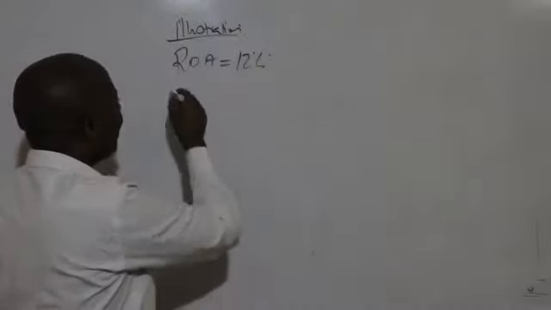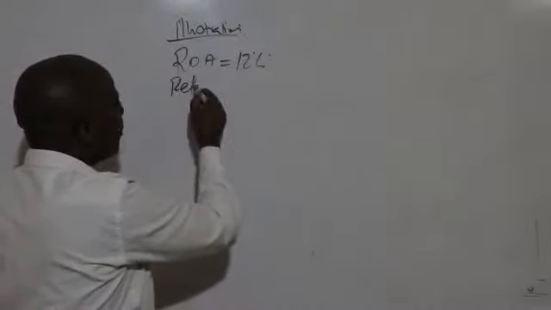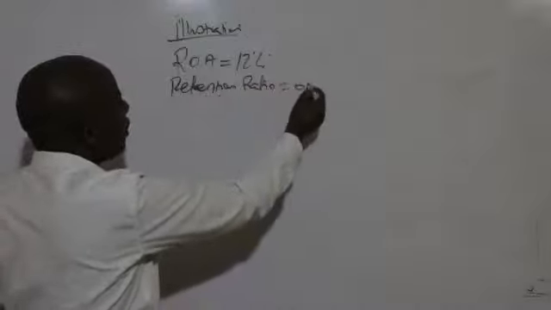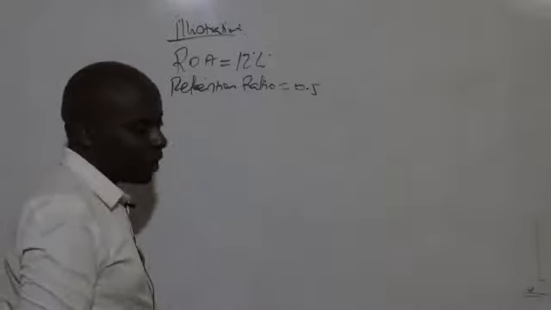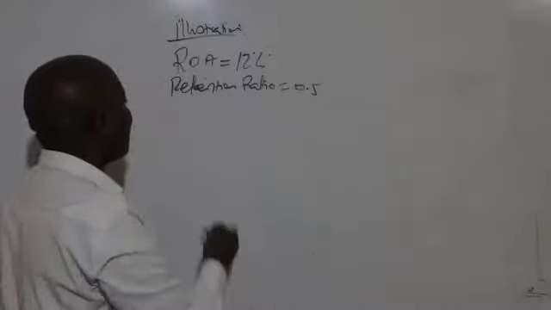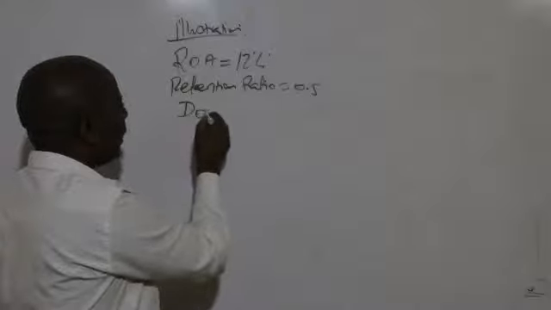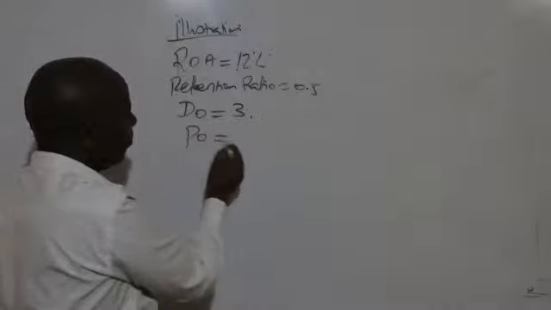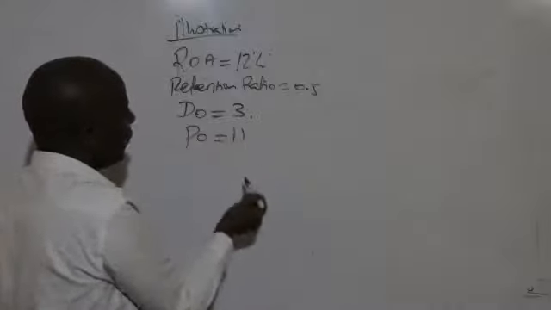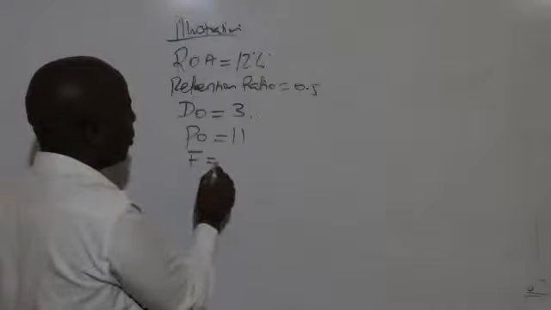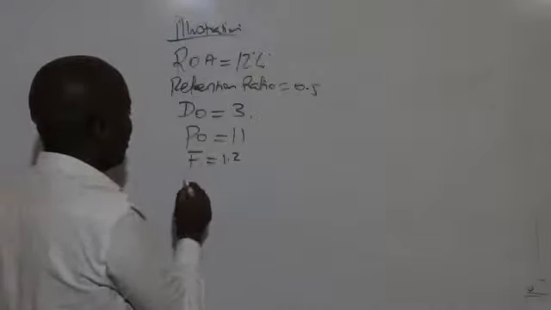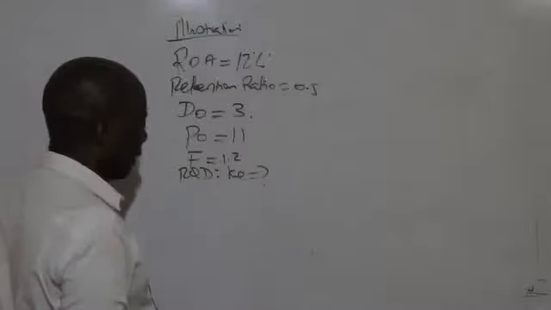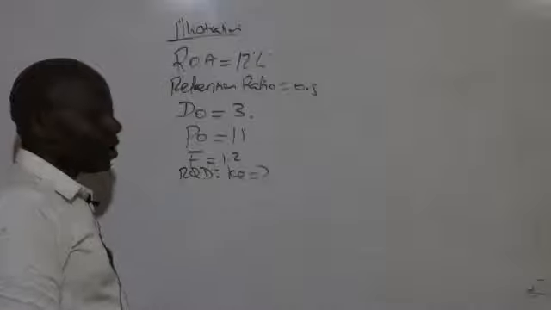And ladies and gentlemen, they have given us the retention ratio. The retention ratio is 0.5. And ladies and gentlemen, these guys have given us what we call DO. The DO is 3. Then they have given us PO, which happens to be 11. Then they have given us flotation cost, which happens to be 1.2. And then they want us, ladies and gentlemen, to determine cost of equity.